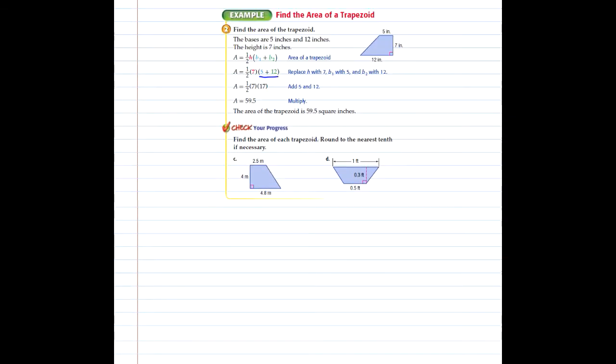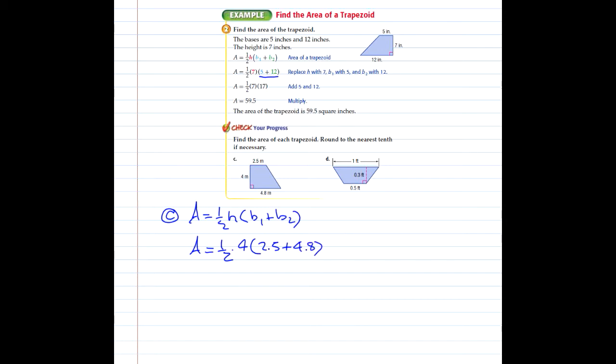Example C, find the area of each trapezoid. The area equals 1/2 times the height times the sum of the bases, B1 plus B2. So area equals 1/2 times my height, which is 4, times the sum of my two bases, B1 2.5 and B2 4.8.